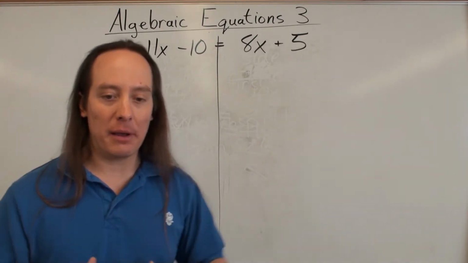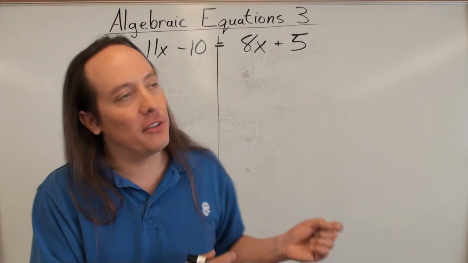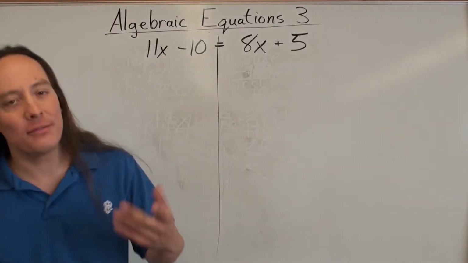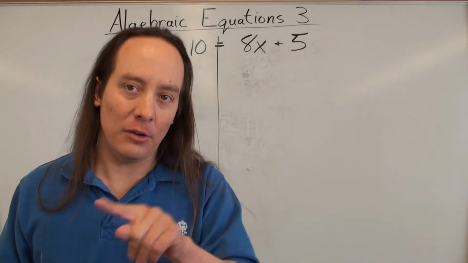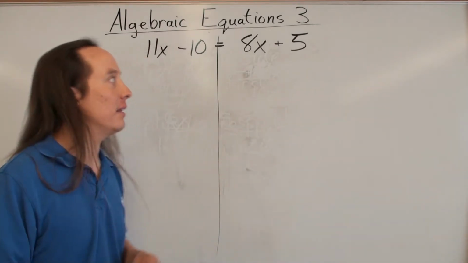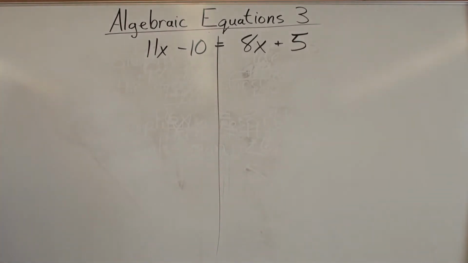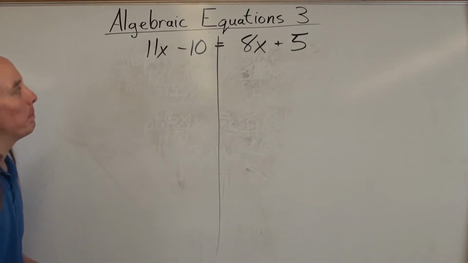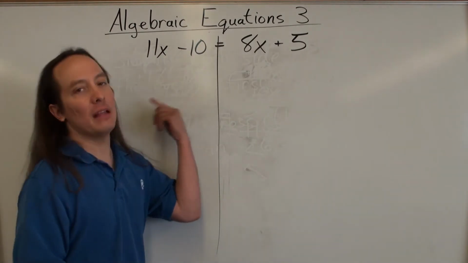Now I want to start thinking about getting all the x's on one side and all the numbers on the other. So let's focus on the x first. Which side of the equal sign will x be positive? On the right side or on the left side? I'll give you a second to think about it. Well, it's going to be here on the left side.